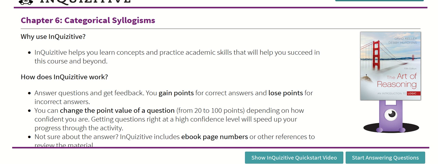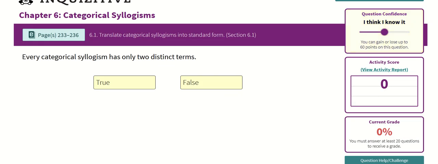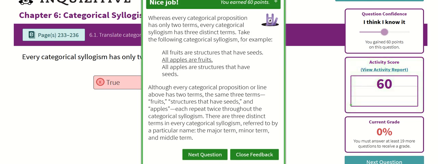Not sure about the answer? Inquisitive includes ebook page numbers or other references to review the material. So let's start answering some questions. All right. Every categorical syllogism has only two distinct terms. Well, that's clearly false. Okay, there's going to be three terms. So if you think about like all men are mortal, Socrates is a man, therefore Socrates is mortal, you have three terms. And we're including Socrates, so to speak, as a term. So this is false. So nice job.